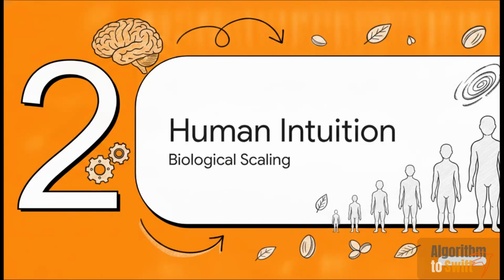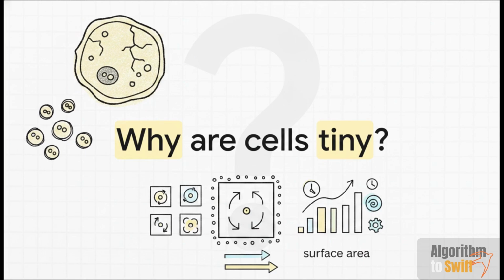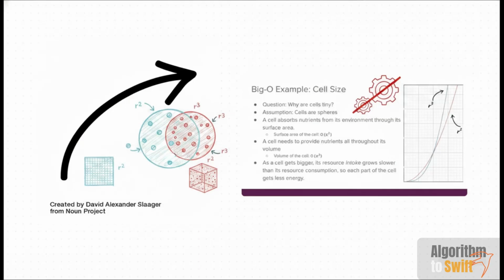Section 2. Human intuition. To really get a gut feel for algorithmic scaling, let's actually step away from the keyboard for a second. I'm going to throw a basic biology question at you to set up a classic resource conflict. Why are cells microscopic? Like, why don't we have these massive elephant-sized single biological cells just roaming the Earth? Well, if you look at the spherical growth model here, it beautifully illustrates a perfect scaling failure. Let's pretend a cell is a perfect sphere.